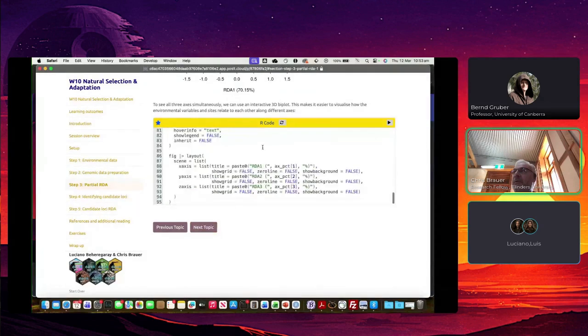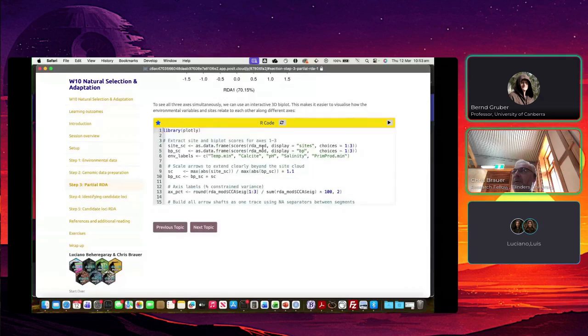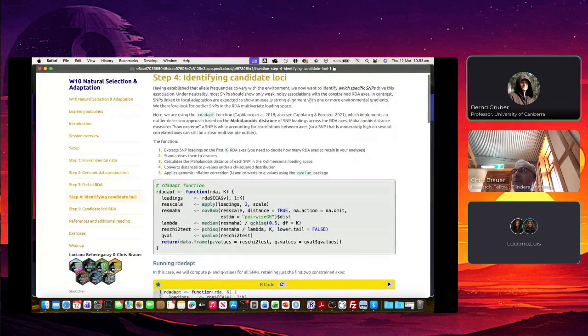But anyway, the code there, if you can trust me at all, will generate a 3D version of that, and you'll be able to rotate that around and have a better idea about how those environmental variables actually relate to more than two axes at a time.